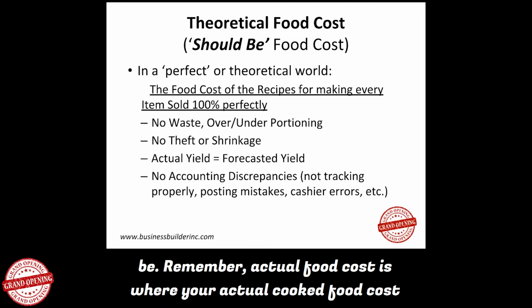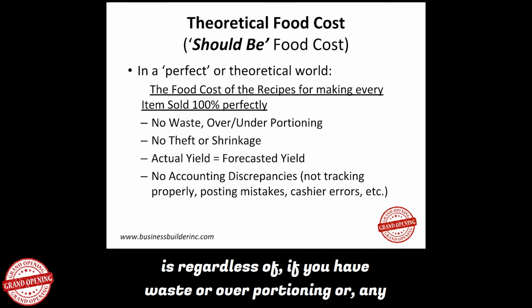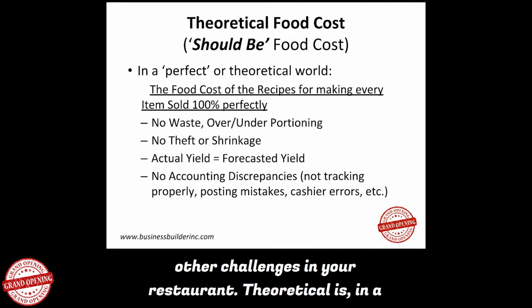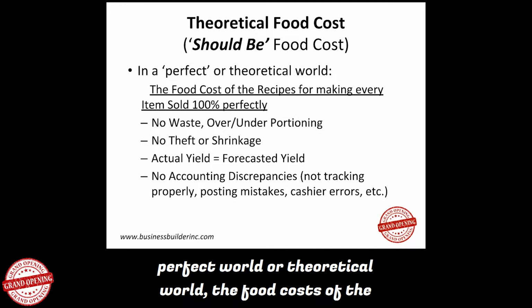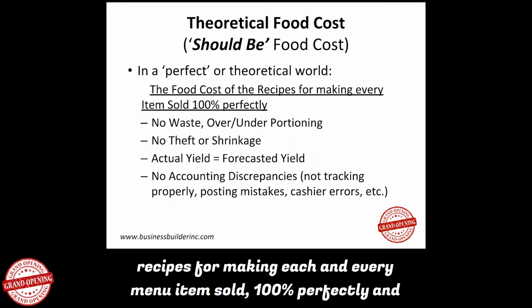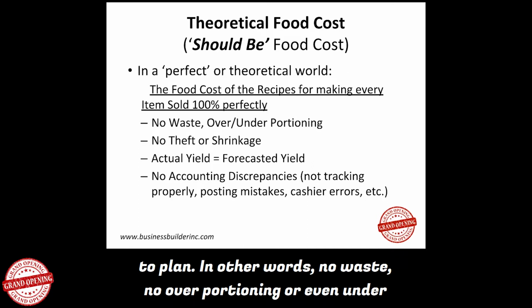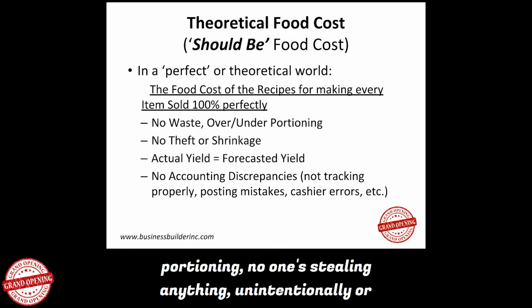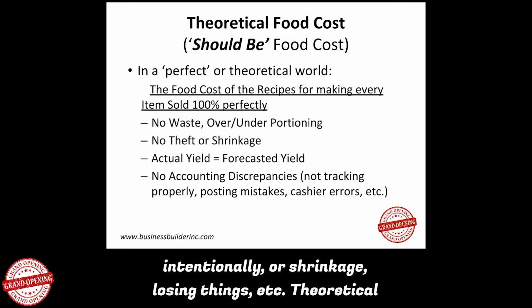Remember, actual food cost is what your actual food cost is, regardless of if you have waste or overportioning or any other challenges in your restaurant. Theoretical is, in a perfect world or theoretical world, the food cost of the recipes for making each and every menu item sold 100% perfectly and to plan. In other words, no waste, no overportioning or even underportioning. No one's stealing anything unintentionally or intentionally, or shrinkage, losing things, etc.